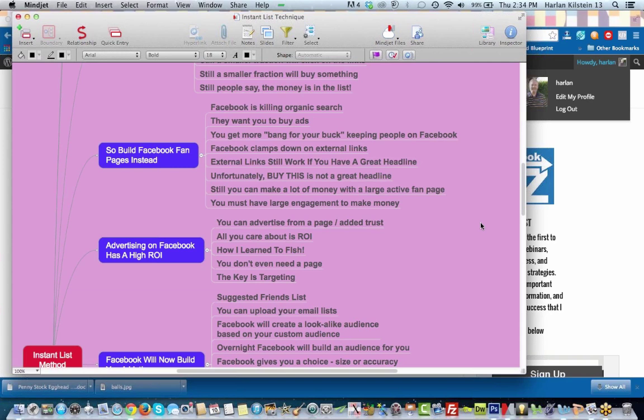But if you're not selling something that's $10,000 or more, you really want to make sure you're getting your bang for the buck. And the key is targeting.